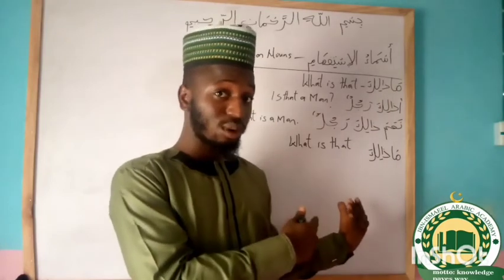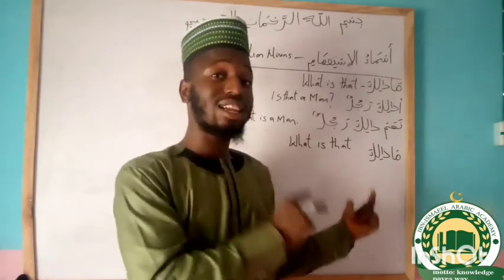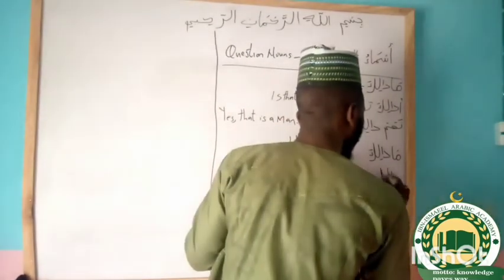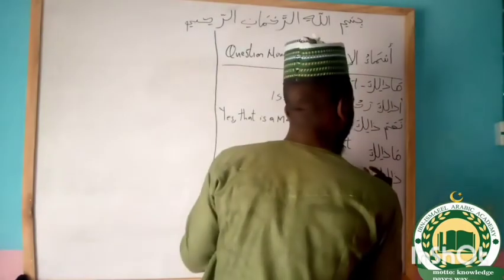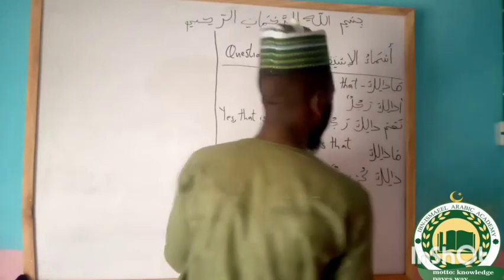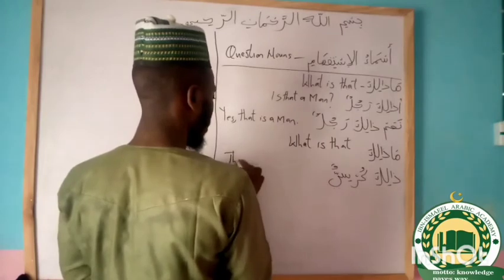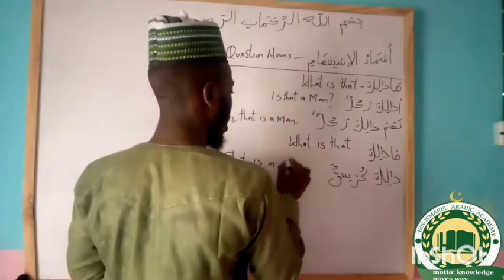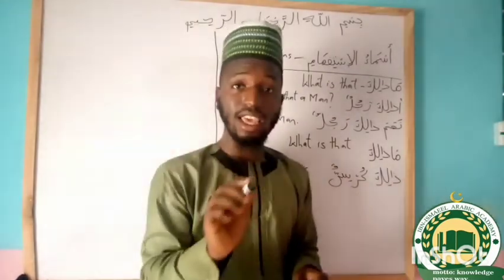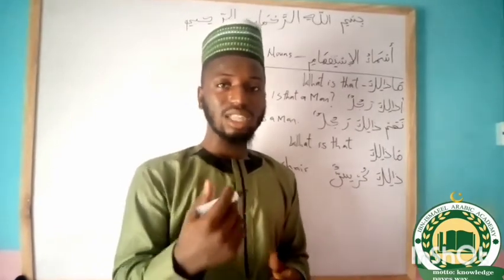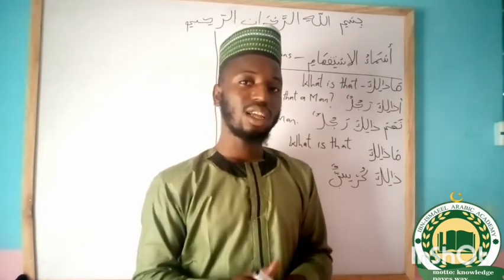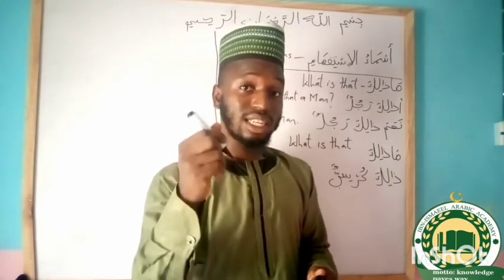Dhalika, sarirun? No, sarir is a bed. Dhalika, kursiyun. Dhalika kursiyun. That is a chair. That is a chair. Now let's ask ourselves, is that a chair? I feel confirmed. Is that a chair? What am I calling the Arabs?